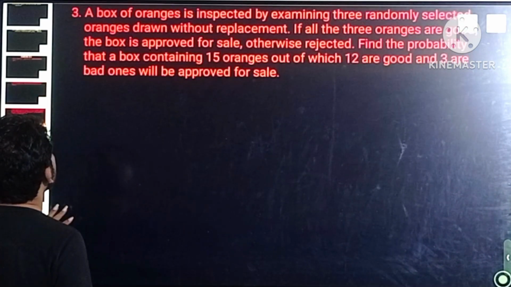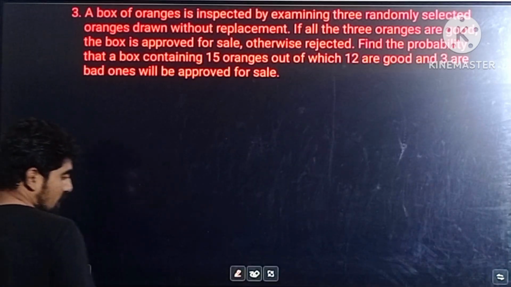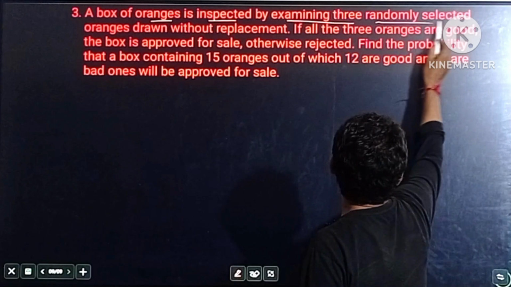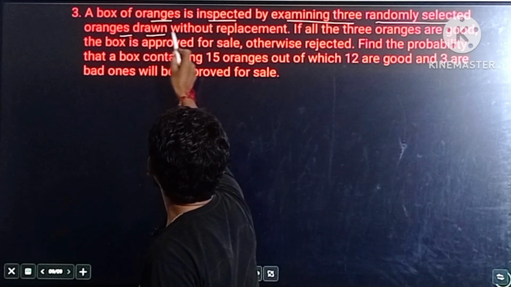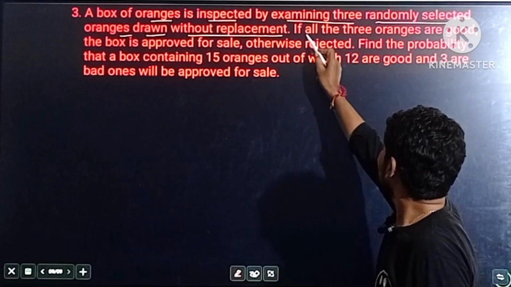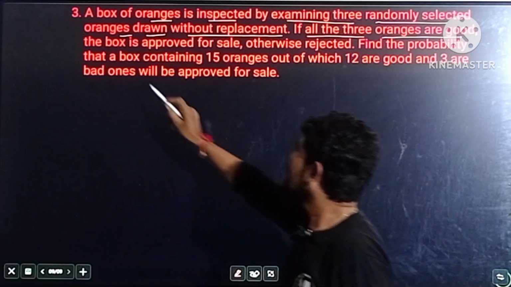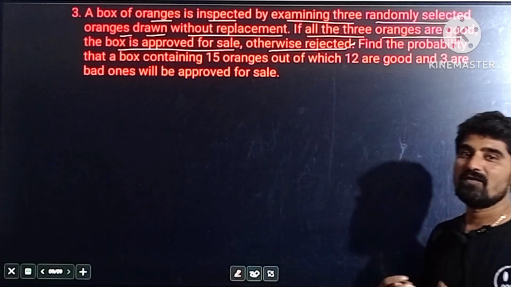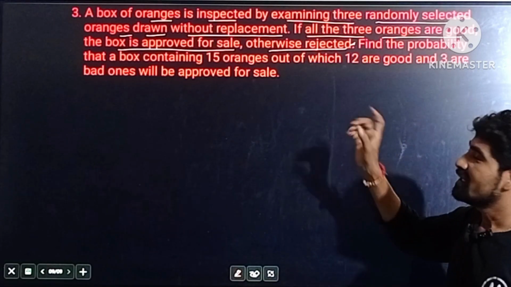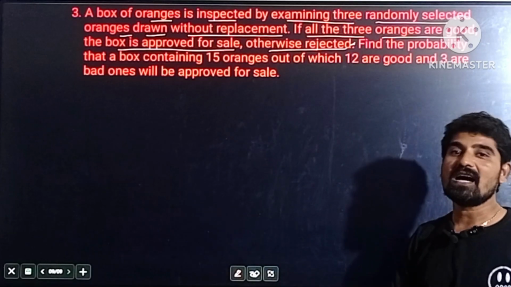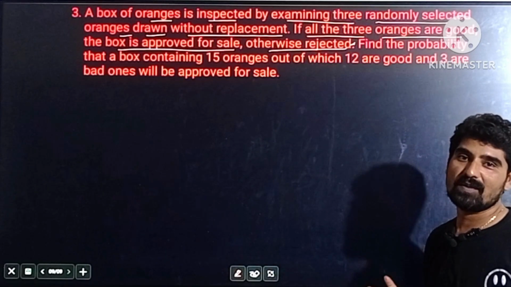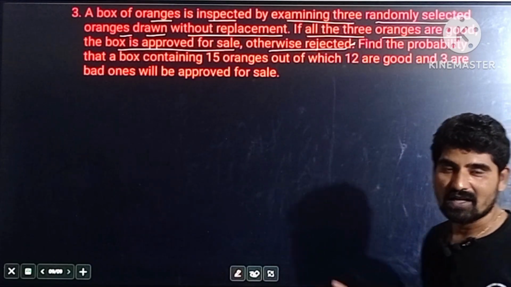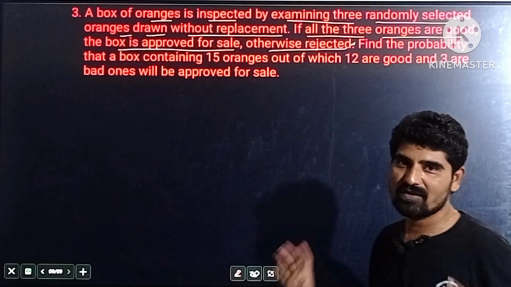And the next question is a box of oranges. Here is one interesting question. A box of oranges is inspected by examining three randomly selected oranges drawn without replacement. If all three oranges are good, then only the box is approved for sale. Otherwise, it is rejected. See here, if you want to sell the box, first he has to inspect by taking three oranges from the box at random without replacement. If all three drawn oranges are good, then only the box is approved for sale. Otherwise, it is rejected. This is the given information in the question.